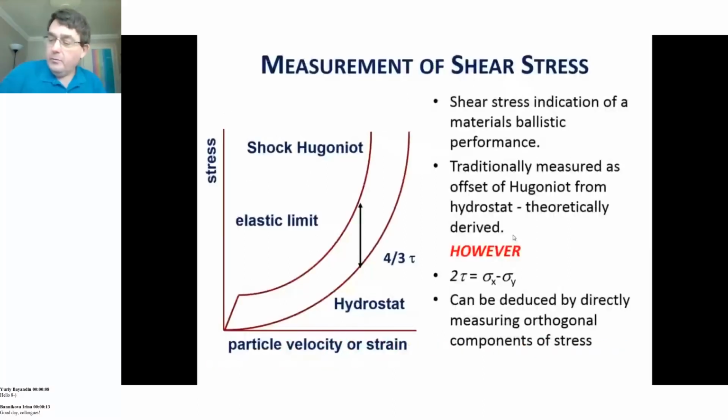Now, a couple of things before we finish. Measurement of shear stress. Shear stress is an indication of a material's ballistic performance. If you read older literature, particularly shockwave literature, you will find people trying to predict what they call the cold compression curve using various forms of quantum mechanics and various theories, which is fine. And the offset from the cold compression curve to the shock Hugoniot is 4/3 of tau, where tau is the shear strength of the material.